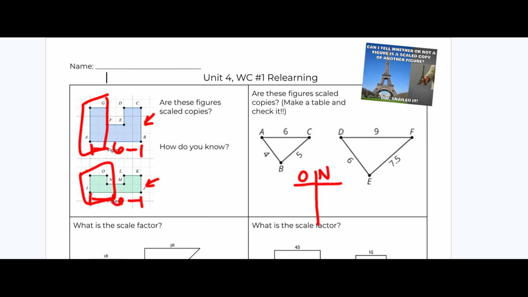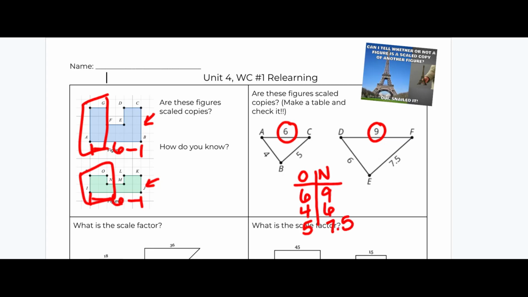So all you have to be careful of here is making sure that you match your corresponding parts. Corresponding just means that they're in the same spot on scaled copies, okay? So 6 and 9, both in the same spot. 4 and 6, both in the same spot. And then 5 and 7.5.